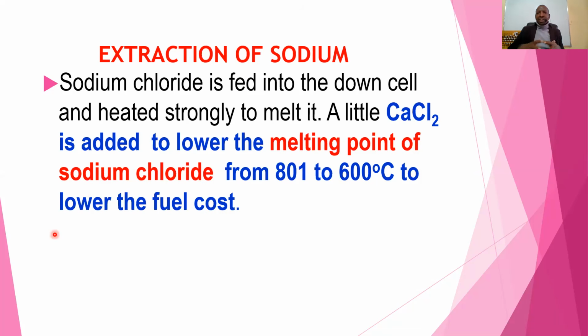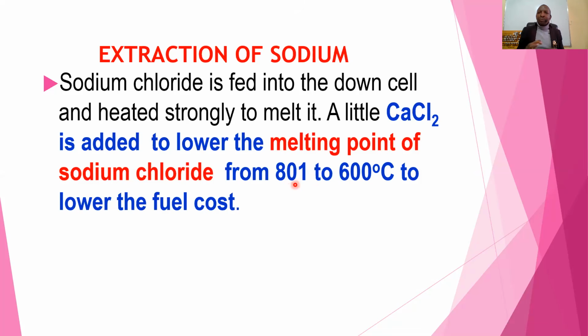It is mixed with calcium chloride. Why do we mix it with calcium chloride? In order to lower the melting point of sodium chloride from 801 to 600. Many times, the examiner will ask you the role of the calcium chloride. For the marking point, you don't need to give the exact temperature. The role of the calcium chloride is to lower the melting point of sodium chloride.